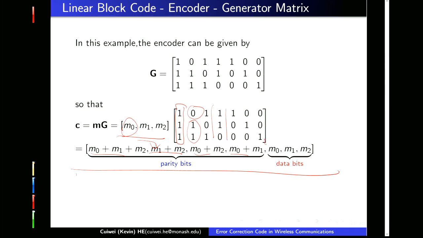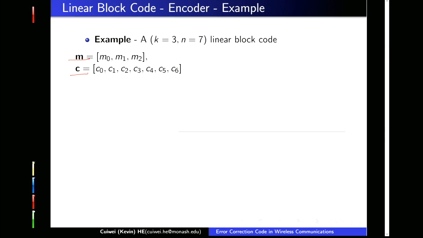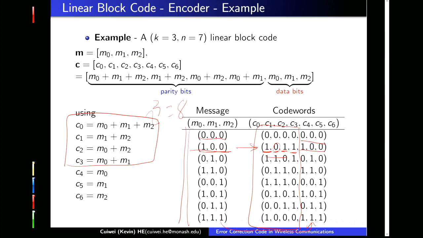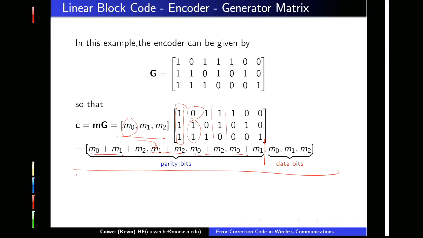And because actually the last 3 bits in the code words are just an exact copy of the message sequence, that's why this part is a diagonal matrix. So basically, the encoding or the encoder can be described using a matrix. So that's why we can just use a matrix to describe the structure of the encoding process.